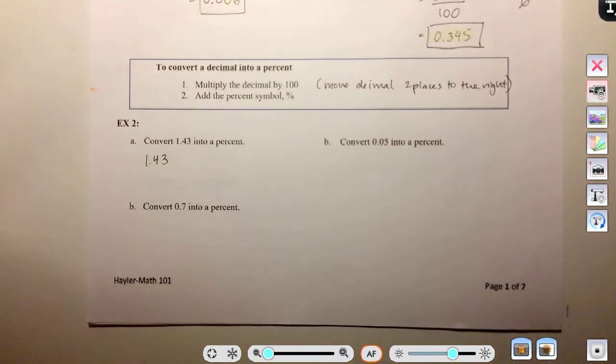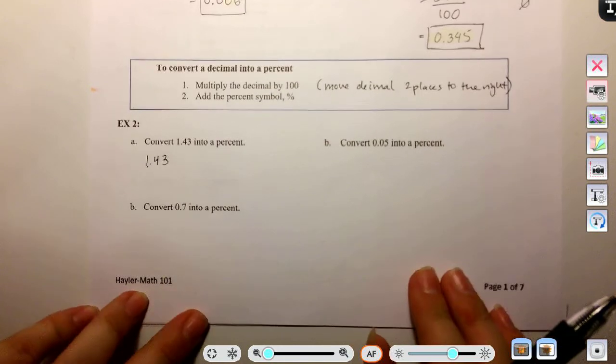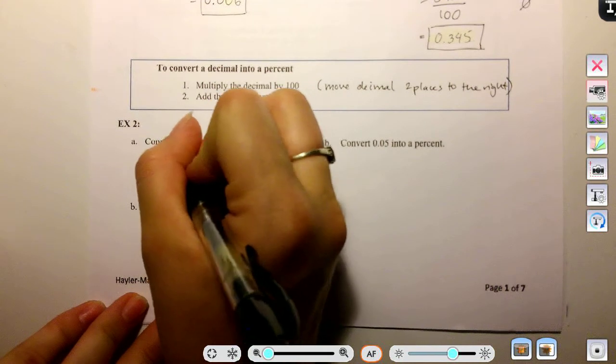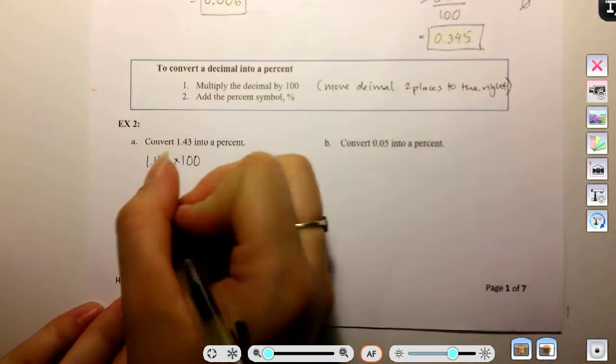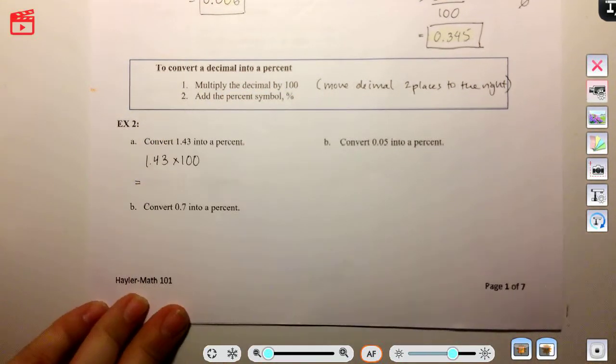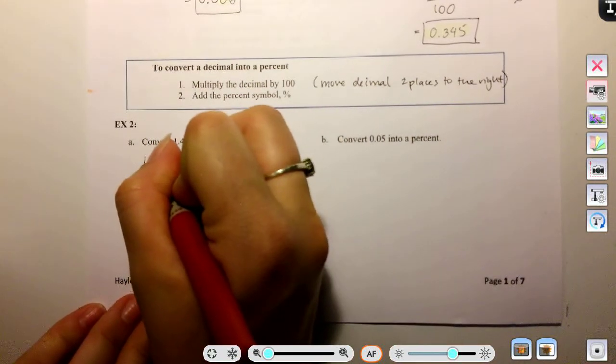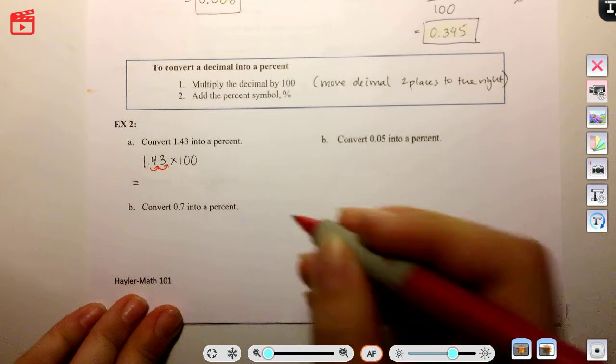It's good to know how to get from a decimal to percent, and also how to get back. Just like it's good to know how to get to Target, and you want to know how to drive back home. All right. So we're going to multiply this by 100. And when we do that, our decimal is going to move 2 places to the right. You might even hear the chickens in the background right now. All right.